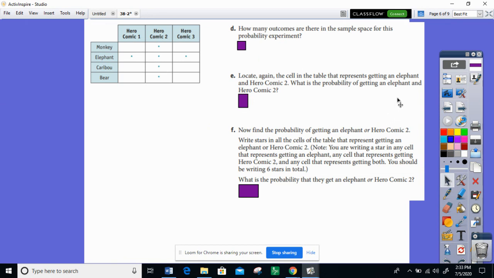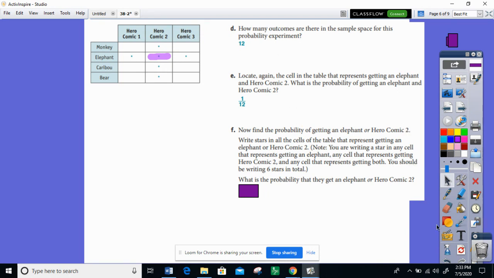So now it says, how many outcomes are there in the sample space for this probability experiment? Well, there are 3 possibilities in each row. 3 times 4 possible outcomes from the Honeycrisp breakfast cereal gives us 12 possible outcomes. We can see that just by counting up how many boxes there are. So if we locate the cell in the table that represents getting an elephant and Hero Comic 2, that's only 1 cell out of the 12 possible outcomes. So that gives us a probability of 1/12 of getting an elephant and getting Hero Comic 2.